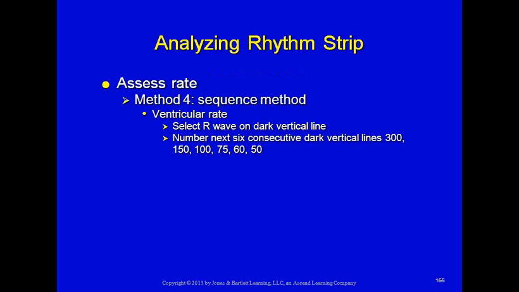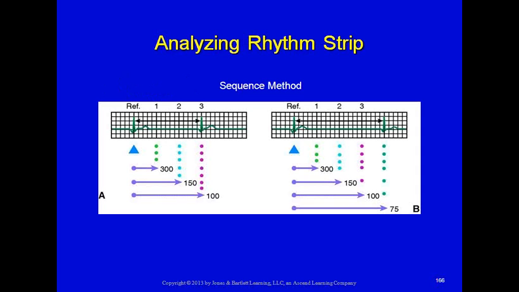It's called the sequence method, and the reason I like it is I don't need a 6-second strip. I need to know I need 2 QRSs, and when I look at the distance between R to R, I can determine rate. What you do is you select an R wave that's on a dark vertical line, and then you count forward each vertical line. 300 is the next vertical line forward, 150 is the next vertical line, 100 is the next vertical line, until you get to your QRS complex, and then that will give you your number.